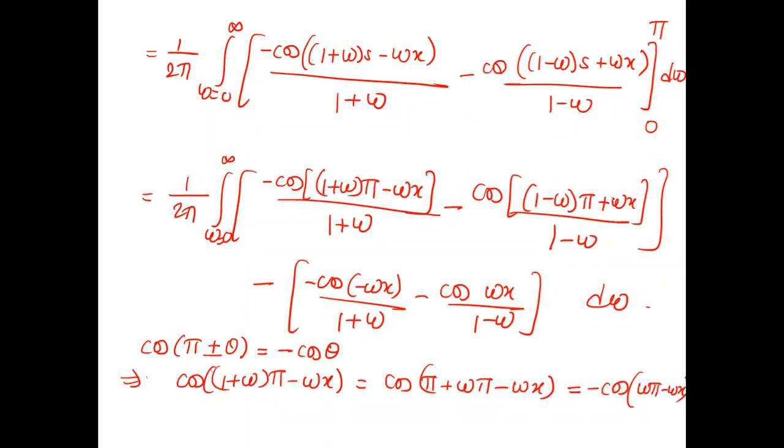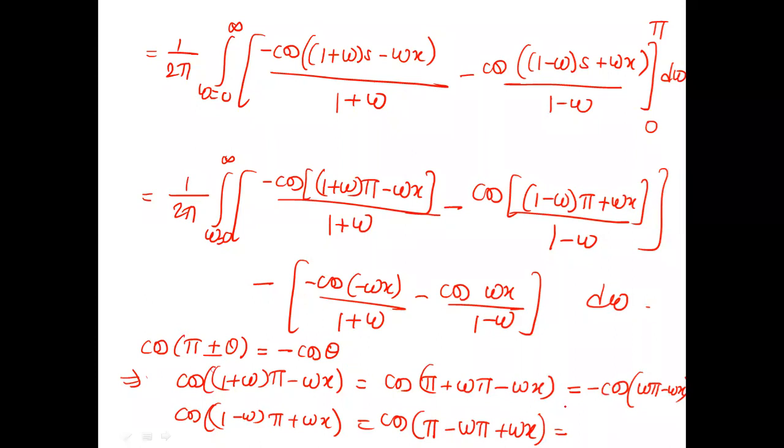Correct. We'll need this also. So let me just write that. Cos 1 minus omega pi plus omega x. Cos of pi minus omega pi plus omega x. Take a minus bracket again, and this will become minus. Okay. So cos of pi minus theta, what will it be? Minus cos omega pi minus omega x. So this term I'm going to write like this.